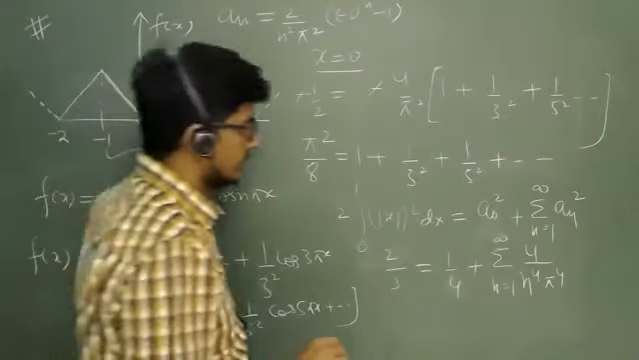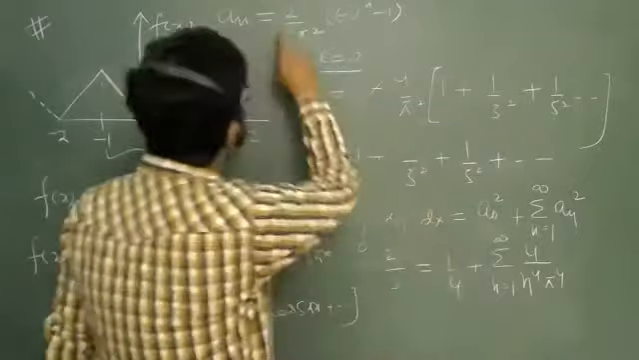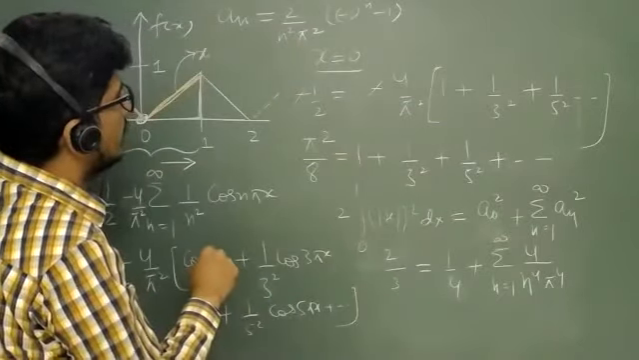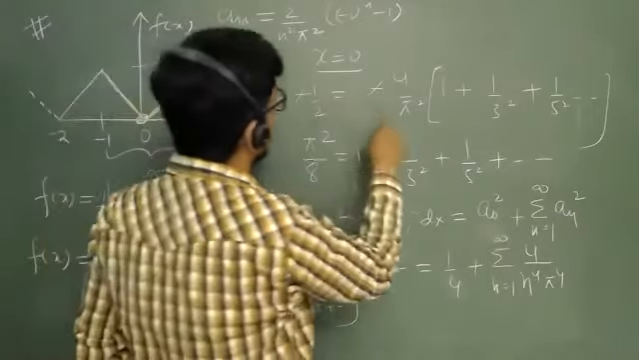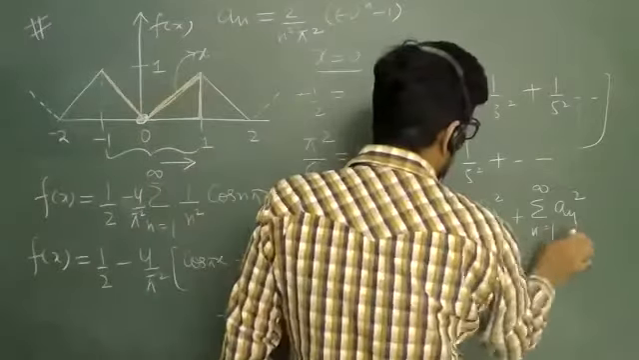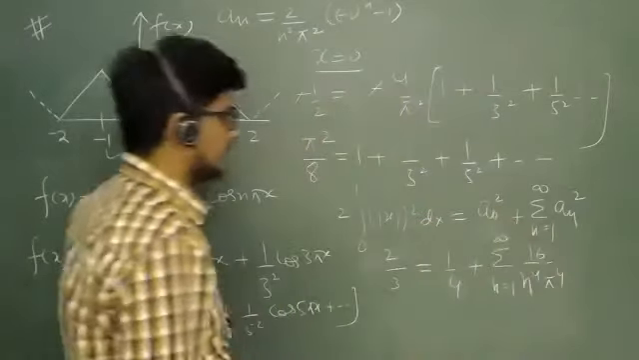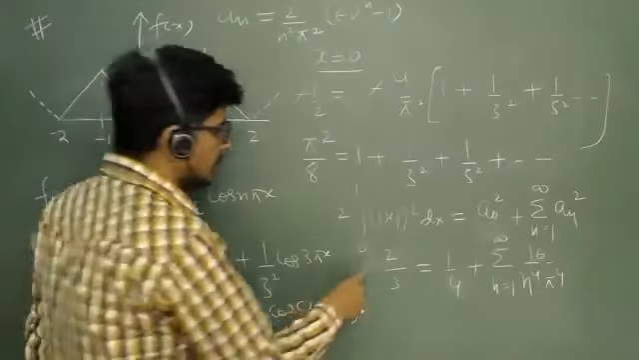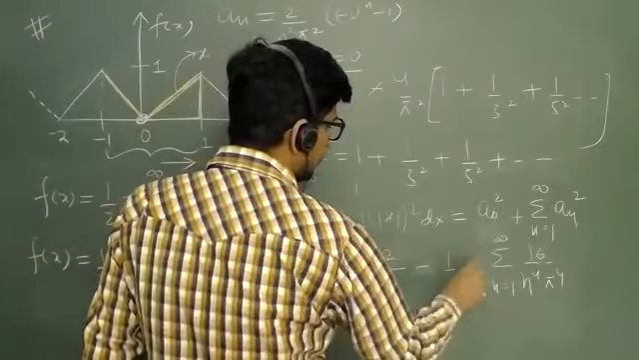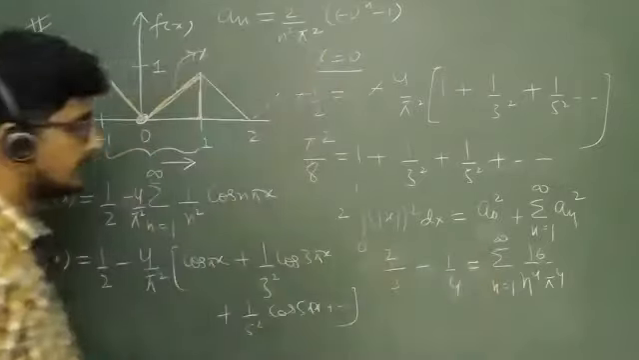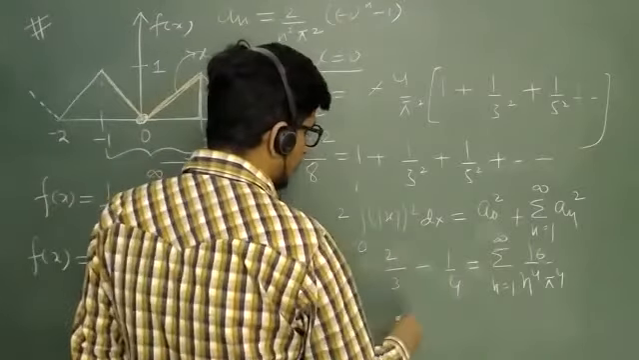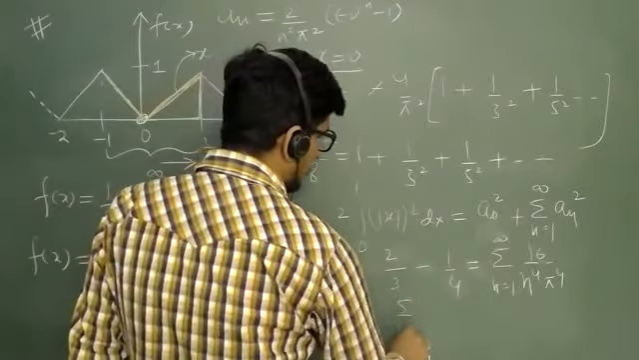Plus 16, square of 4. No, 2 is here. But for, oh, sorry. For odd, I had already written 4, so it will become 16, right? 16 by this. So what is 2/3 minus 1/4? What is this value? 4 twos are 8 and minus 3. 5/12.